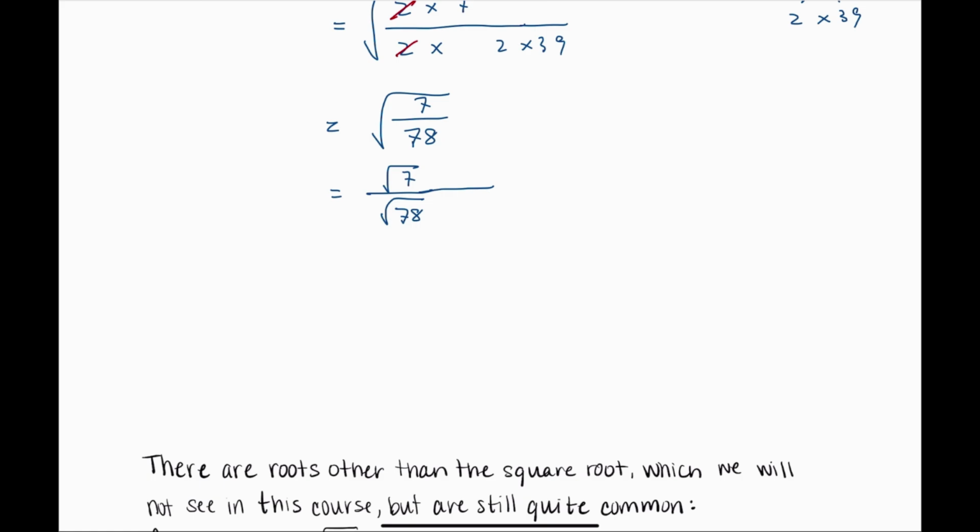To rationalize the denominator, we multiply both the numerator and the denominator by the square root of 78. This gives us the denominator becomes 78. The numerator becomes the square root of 7 times the square root of 78, which is the square root of 546. So the final expression is the square root of 546 divided by 78.